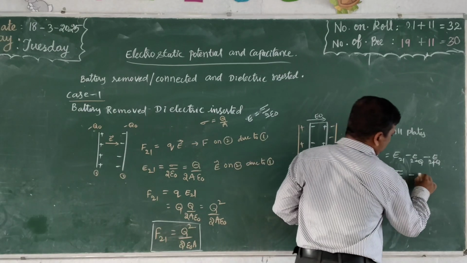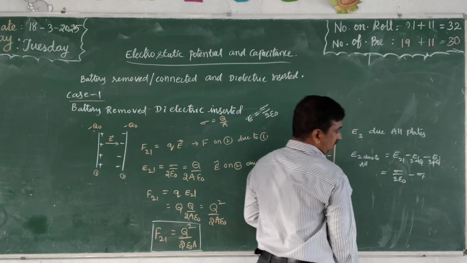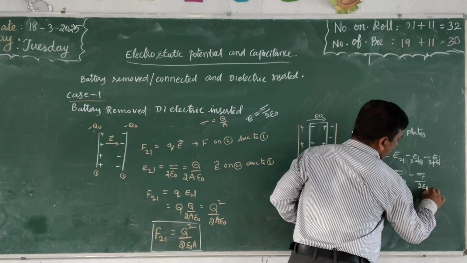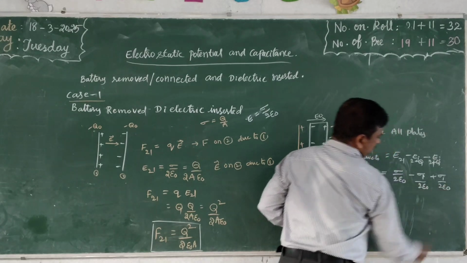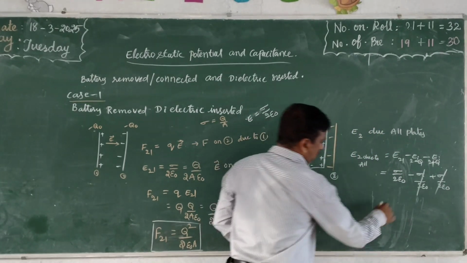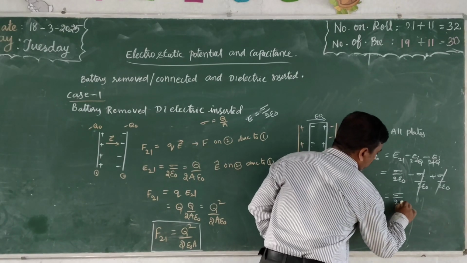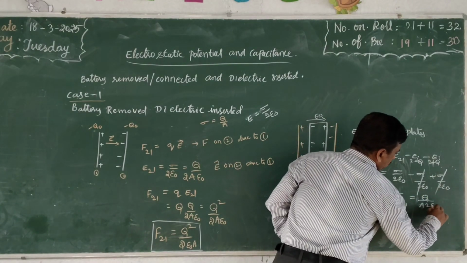Here minus sigma by 2 epsilon naught, because this is also an individual electric field. Sigma by 2 epsilon naught plus sigma by 2 epsilon naught, these cancel. What we get here is sigma by 2 epsilon naught. Sigma means charge per unit area, so it is Q by A into 2 epsilon naught.